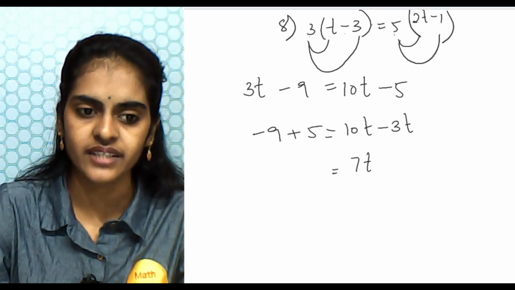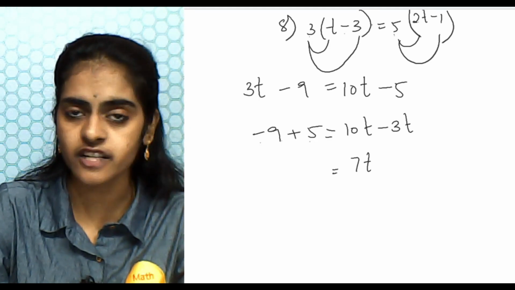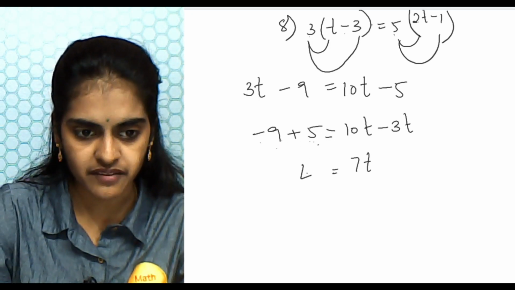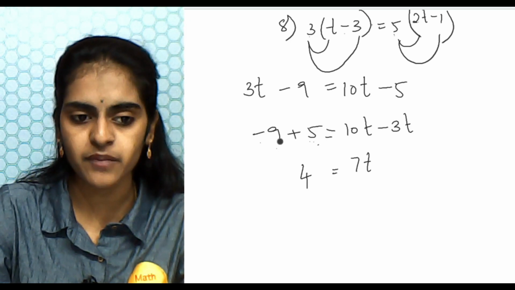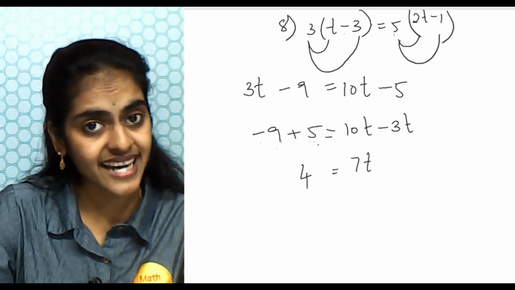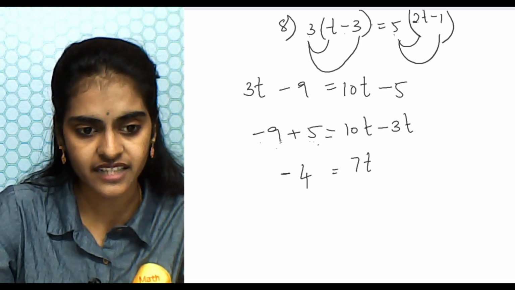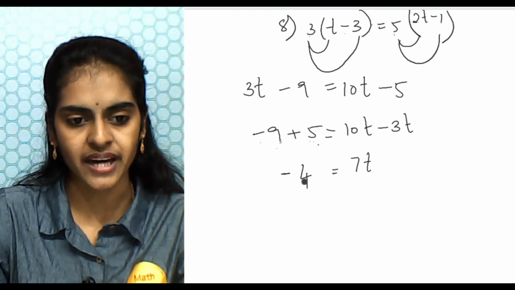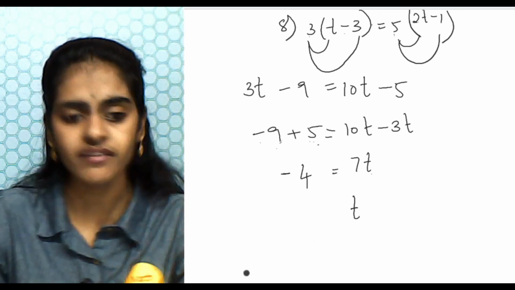Okay, so 9, 5, one negative integer, one positive integer. So what will you do? You will subtract. Okay, so 9 minus 5 is 4. Now what is the bigger number? Bigger number is 9. So which sign does this 9 have? 9 has a negative sign. Okay, so the answer will have a negative sign. Okay, so minus 4 is equal to 7t, but I want the value of t.